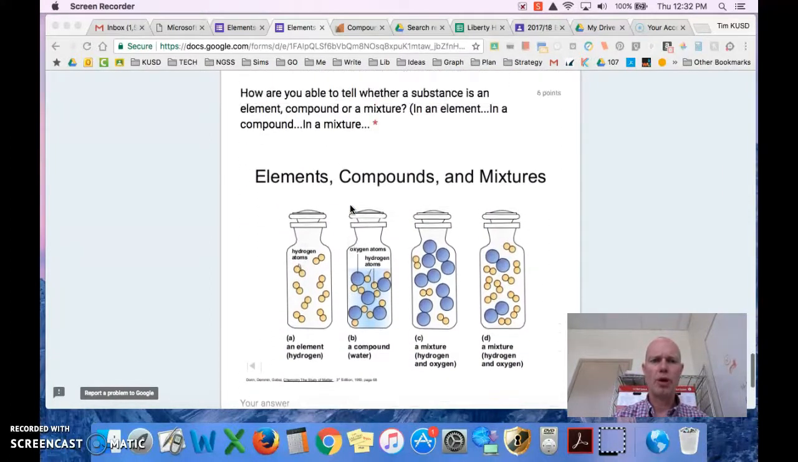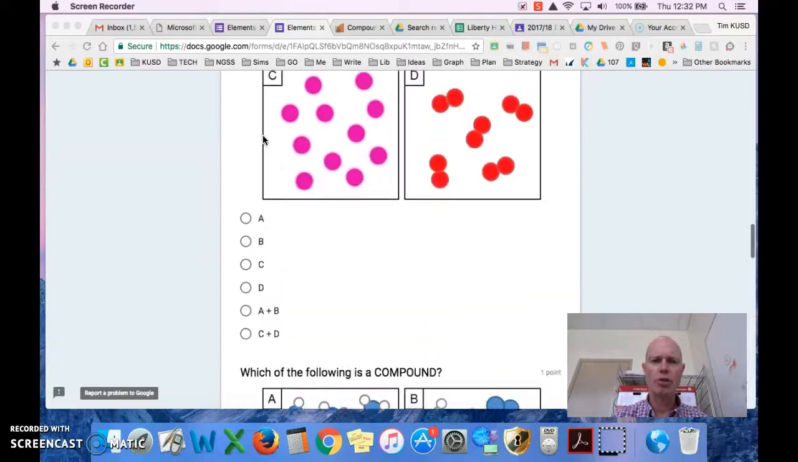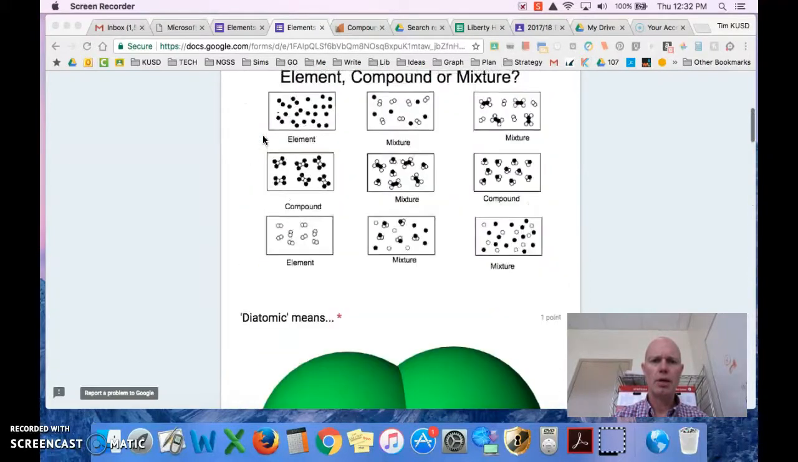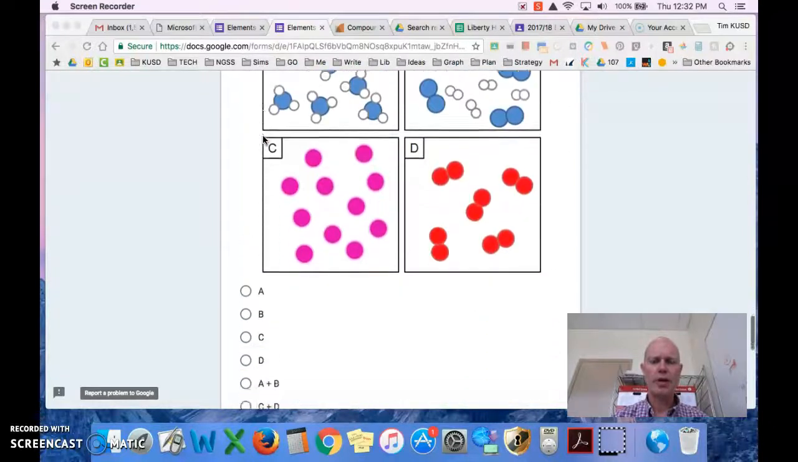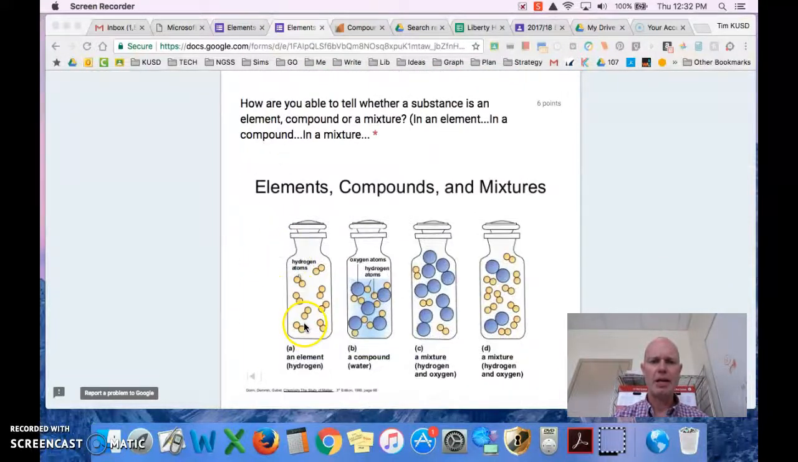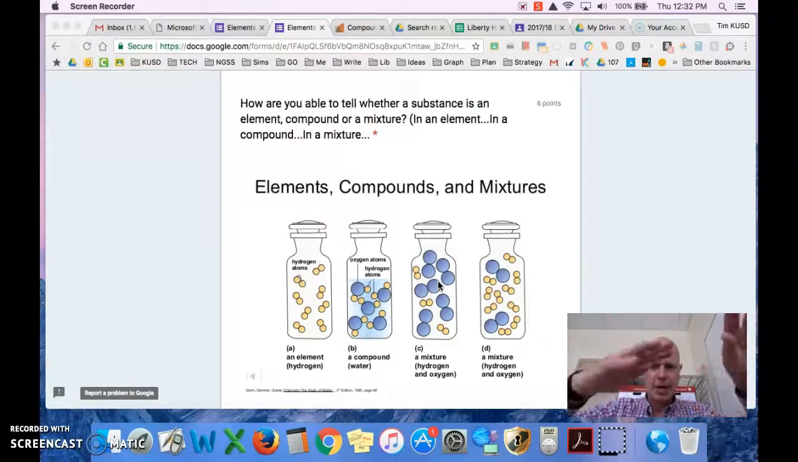How can you tell them apart? Think about what we just discussed. Are they the same substance? Are they a pure substance? Are they made up of just one element, or are they made up of several elements? Are they chemically bonded, like in a compound, or are they simply physically mixed, like in a mixture?